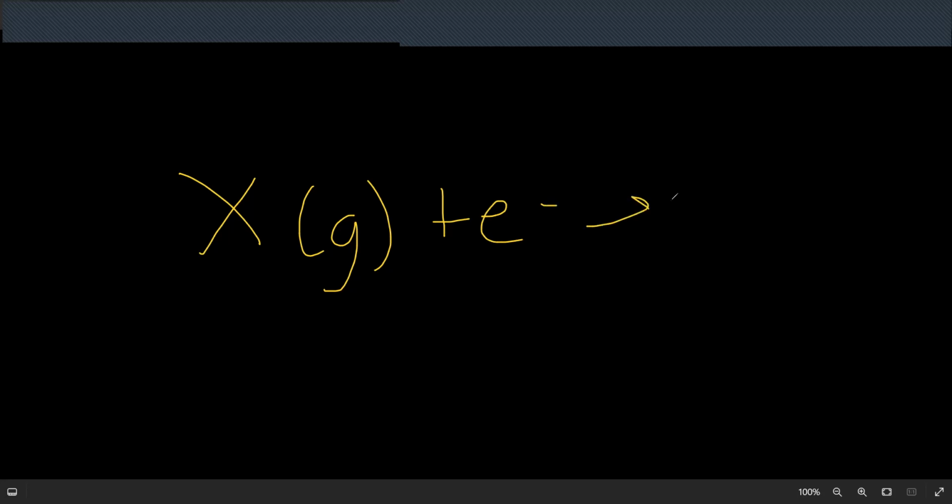So what is electron affinity, which can also be written as EA? The amount of energy released when an electron is added to an isolated gaseous atom in its ground state to produce an anion is called EA. It can be expressed in the process. Let's take an isolated gaseous atom X(g) plus e- gives X-(g) plus energy.